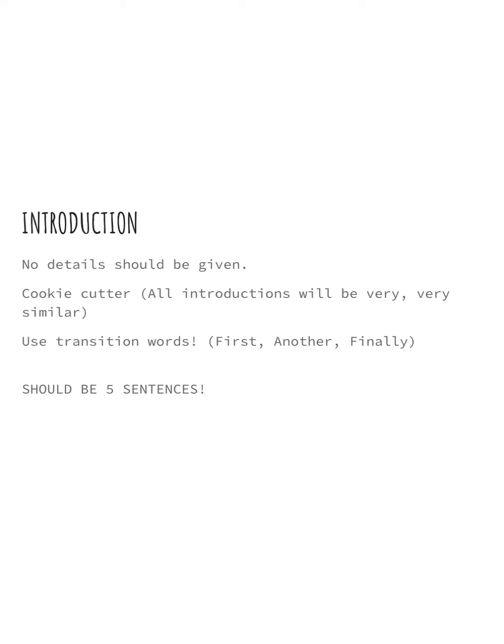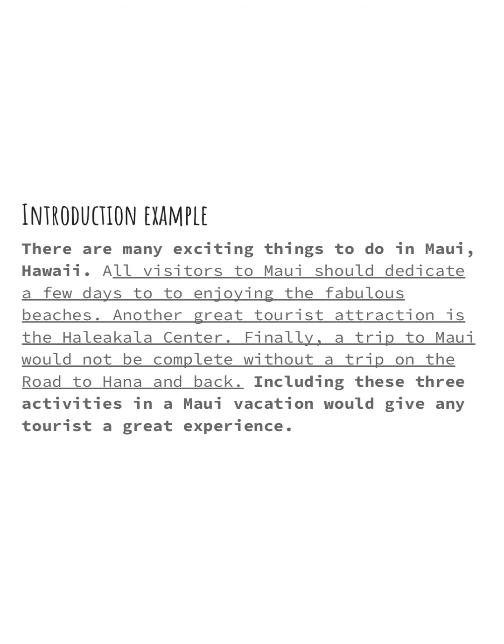As a reminder, we're doing very cookie cutter: 5 sentences, thesis, first, another, finally, and then a closing sentence. I have 2 different examples here. Here's the first example. First, I start with my thesis. There are many exciting things to do in Maui, Hawaii. And then I'm going into my 3 subtopics. All visitors to Maui should dedicate a few days to enjoying the fabulous beaches. That's subtopic number 1. Another great tourist attraction is the Haleakala Center.